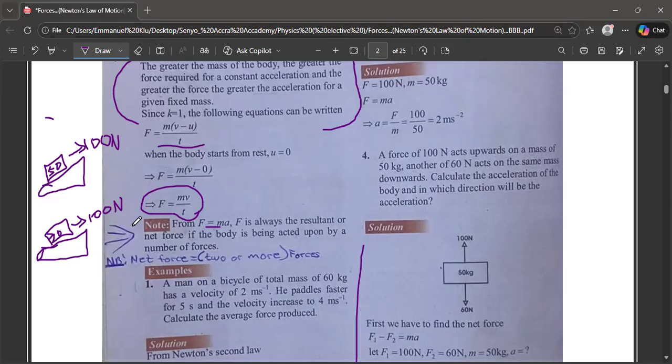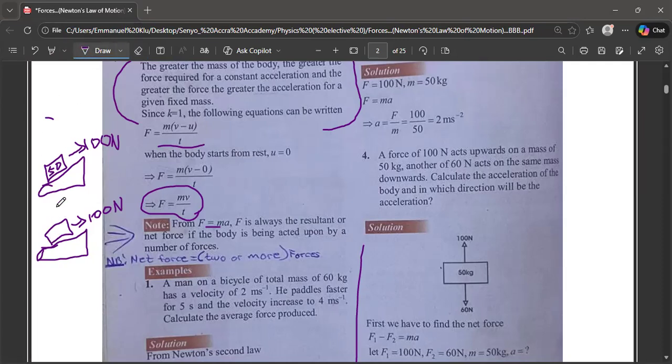This one is 100 Newton. This one is also 100 Newton. But their masses are different. So I'm asking you, why is it that if the same force acts on these bodies, the one with 30 kg will come out faster than the 50 kg?